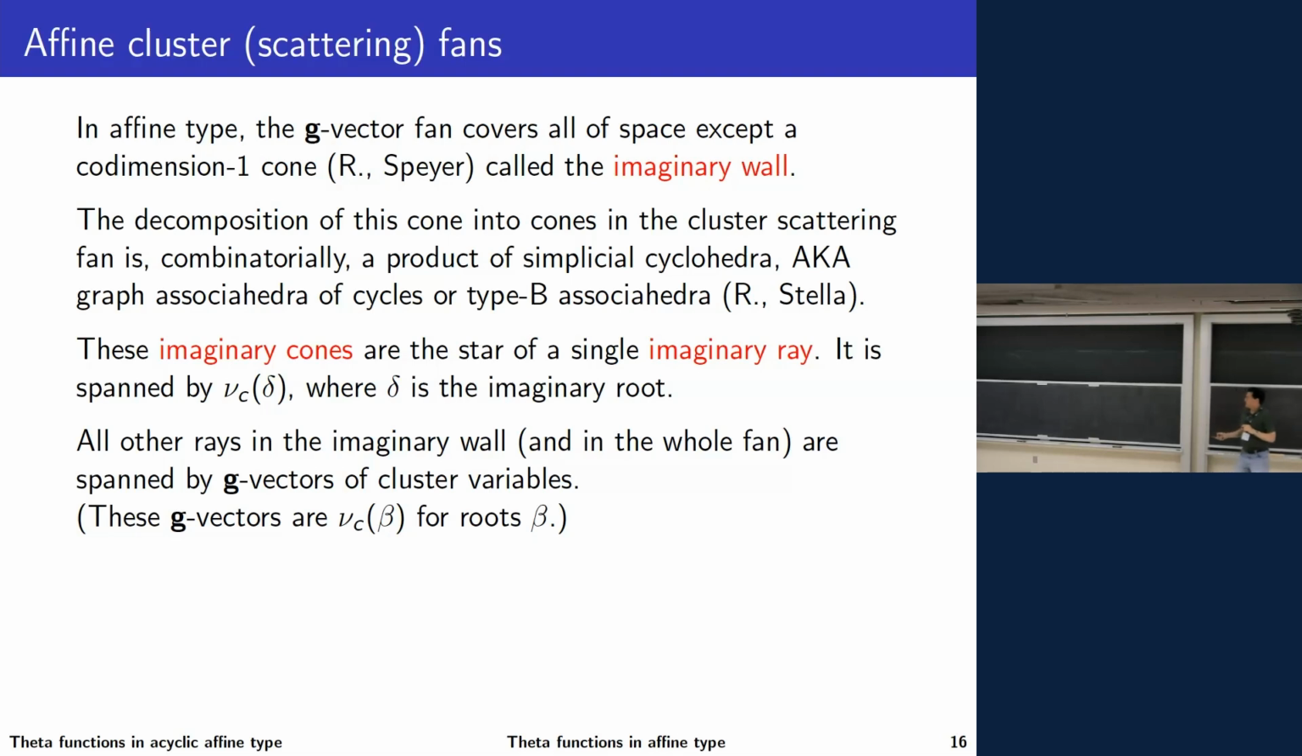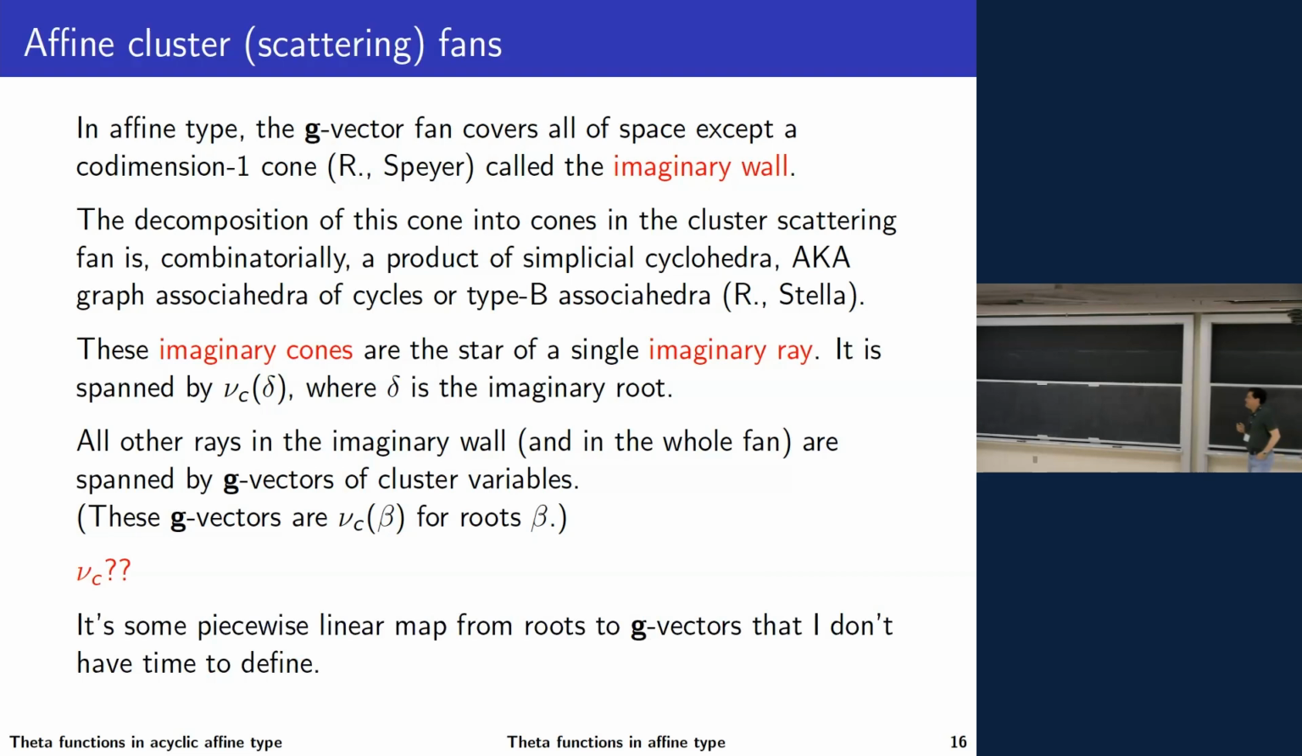It's spanned by a vector nu sub c of delta. All the other rays in the imaginary wall, and also in the rest of the fan, are spanned by G vectors of cluster variables. Okay. So nu sub c, what is this? I've suddenly started using nu sub c. There's a piecewise linear map. It takes roots to things that are like G vectors.